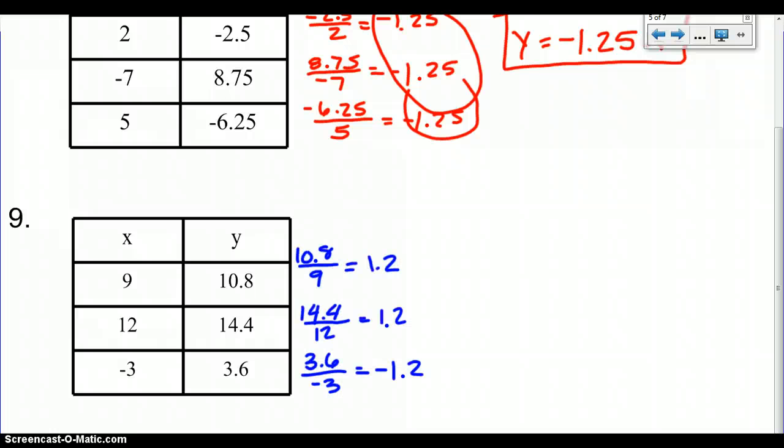Okay, I'm back. You can see what I did. When I did this y over x for all of them, I got 1.2, 1.2, and negative 1.2. So that is not a constant rate since this one is negative. So no, this one cannot be direct variation. Hopefully you guys got that.